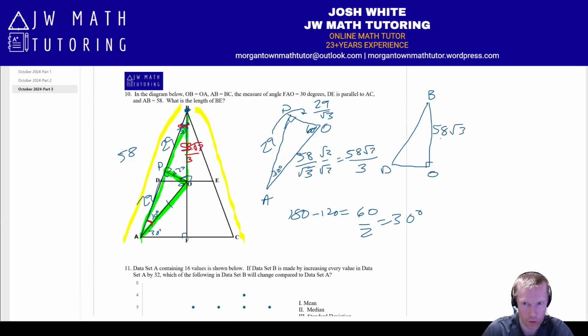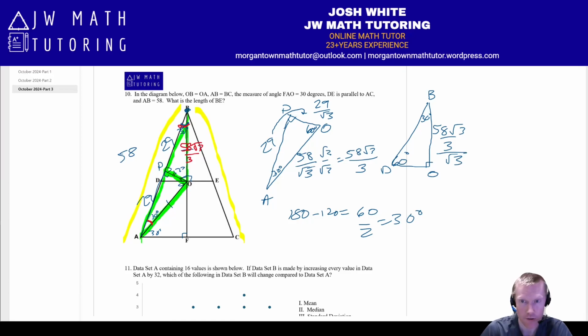So this is 58 root 3 over 3. I know this angle is 30 degrees, therefore this angle has to be 60 degrees. So this is across from a 60-degree angle, so this is the long leg. To get the short leg using the 30-60-90 right triangle properties, I have to take this and divide it by root 3.